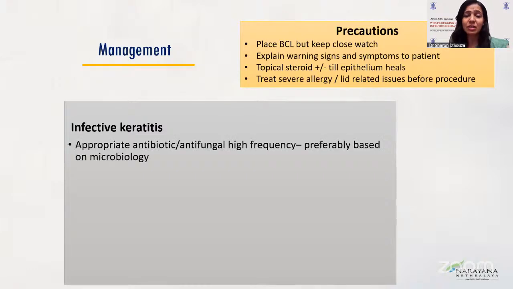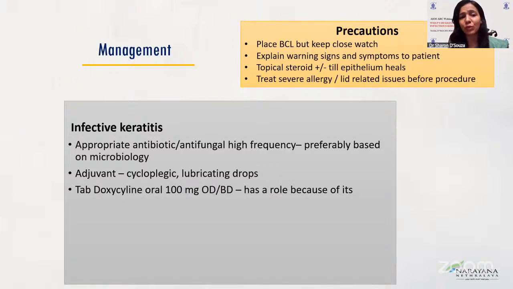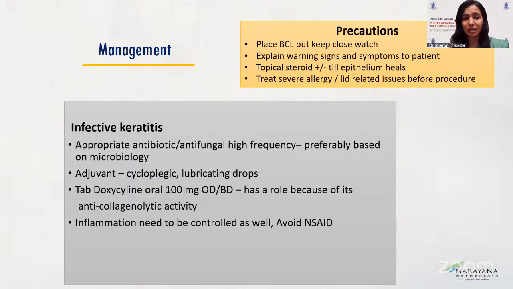Infective keratitis, preferably based on microbiology, you start the antibiotic and antifungal in high frequency. Hit it very, very hard so that the chance of the infiltrate growing and you going out of control is less. As with all ulcers, you have your adjuvants of cycloplegic or lubricating drops. Doxycycline helps a lot in these cases because it has a role because of its anticollagenolytic activity. So the melt reduces to an extent.